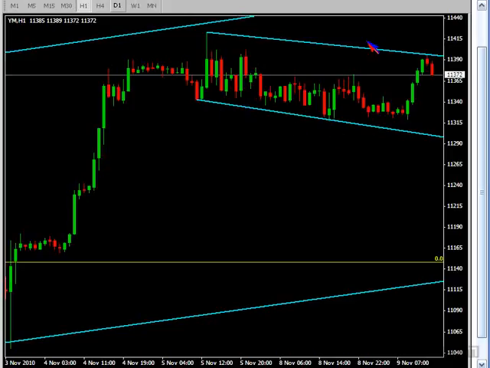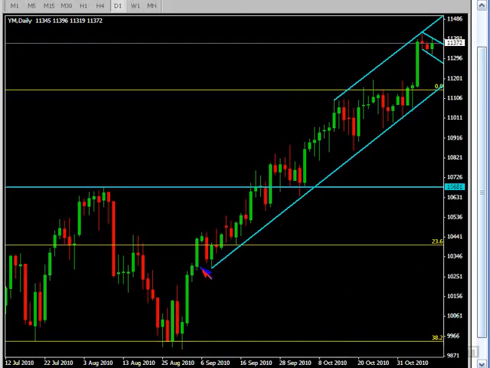The angle of ascent or descent has to be pretty significant in order to be a trending market. This angle, I'm approximating, is around 45 degrees. Now, there's not one exact degree or angle that I would say is the cutoff. Technical analysis is a little bit of an art, a little bit of a science.